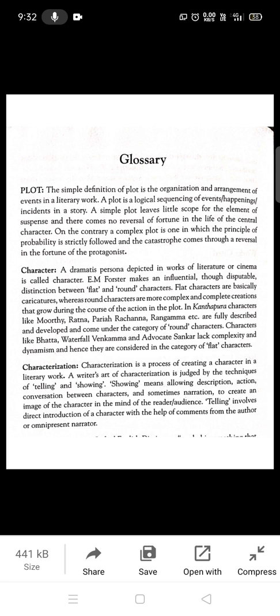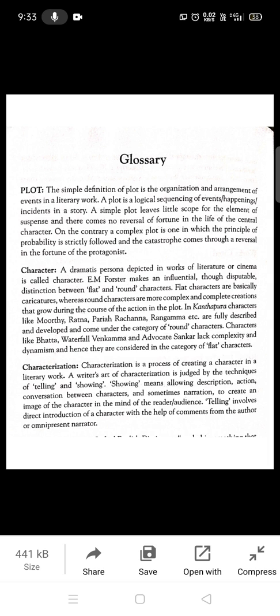The next term we have to discuss is characterization. What is characterization? It means the process of creating or portraying characters. The way a writer portrays characters in a piece of work, how a writer creates a character.